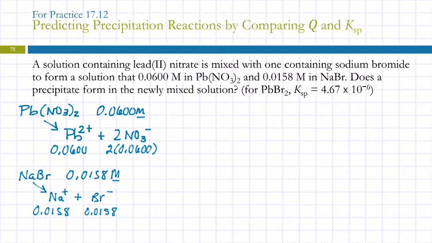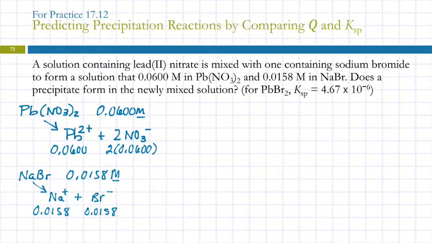So they're giving us a big hint here that the potential precipitate is lead bromide. If we weren't given that hint, hopefully you remember that sodium compounds are always soluble, nitrate compounds are always soluble, so sodium nitrate is never going to precipitate. It's going to be the lead and the bromide.